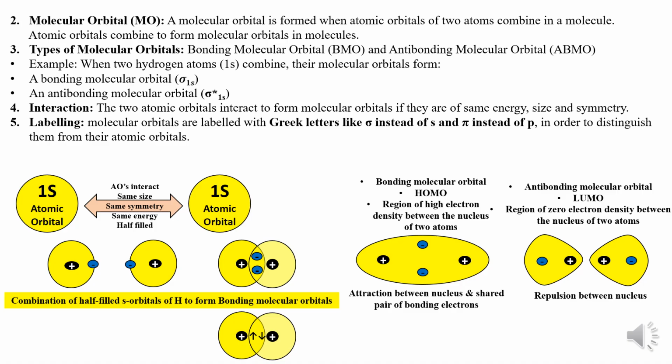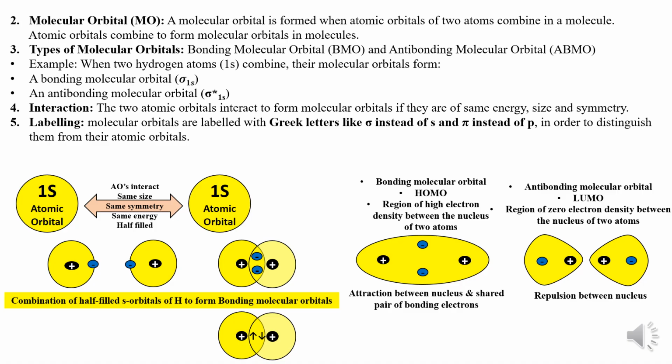Well, in case of the antibonding molecular orbital, it's also called LUMO, that is, lowest unoccupied molecular orbital. You find a region of zero electron density between the nuclei of the two atoms. And this leads to a repulsion between the nuclei, making the molecule highly unstable.